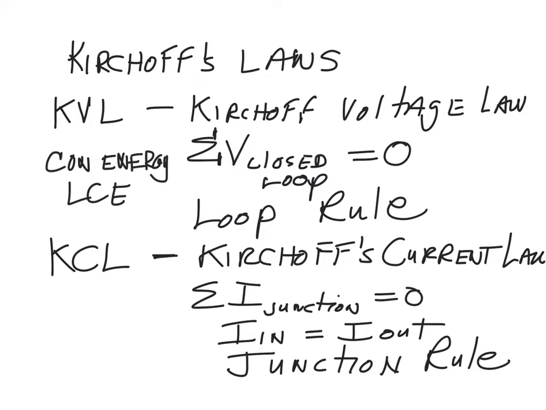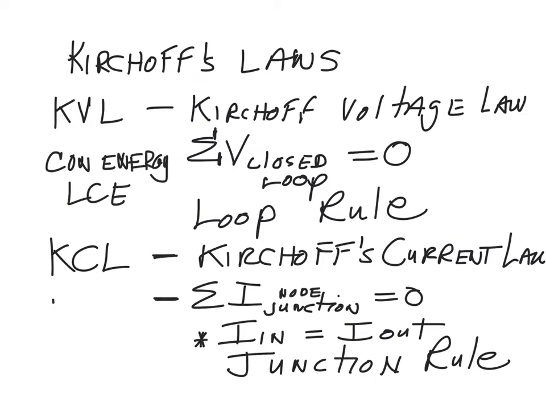If you come to a junction where a wire splits and goes in two directions, sometimes called a node, then the currents into the junction have to equal the currents out. Or another way of stating it is the sum of all currents at a junction, going in being negative, coming out being positive, has to sum to 0. The currents in have to equal the currents out.